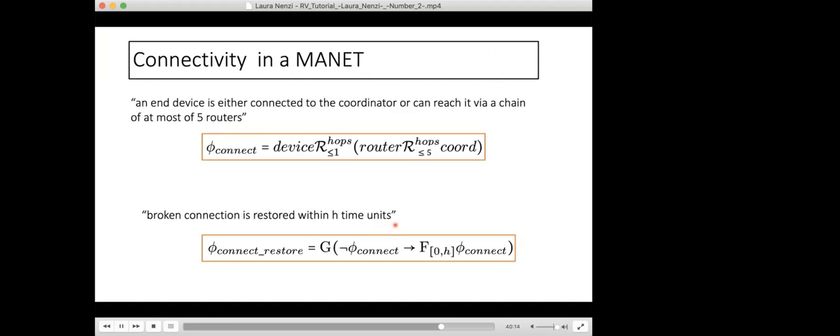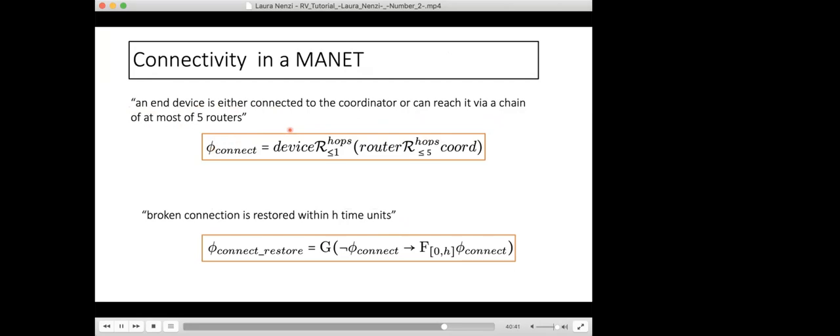In the first property, we are going to specify a connectivity behavior of our system. In particular, we want to specify that an end device is either connected to a coordinator or can reach it via a chain of at most 5 routers.